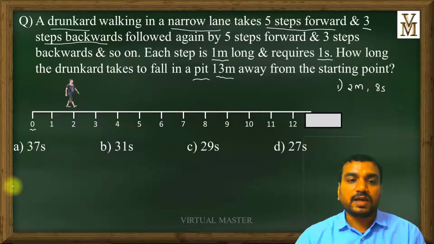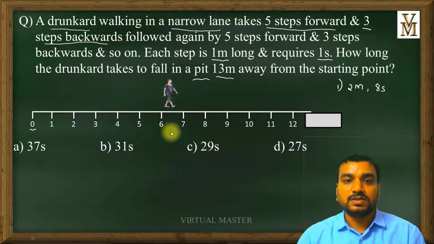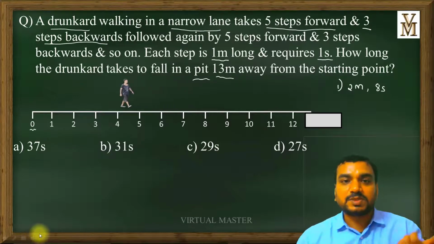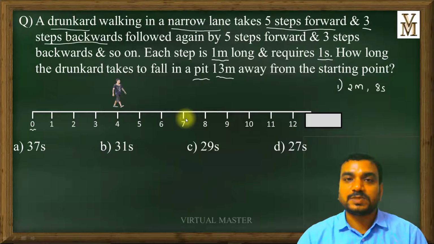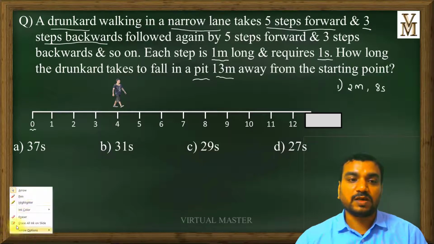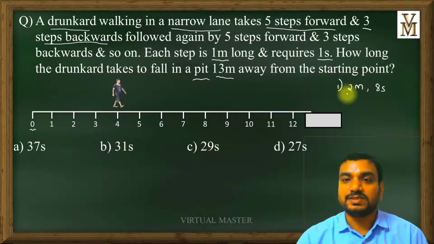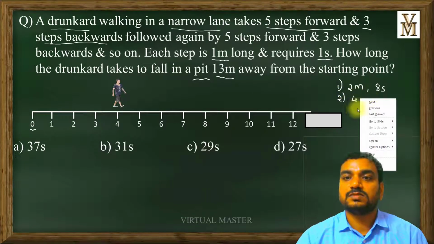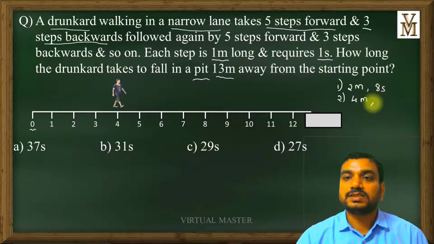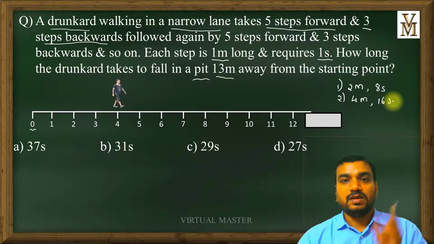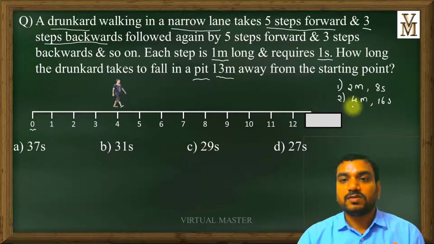Now again what he will do? Again he is going to take 5 steps forward. That means he will reach the 7th position. Then again he takes 3 steps backward. Now after taking 3 steps backward from 7th position, he will reach the 4th position. That means again he is going to cover 2 meter in 8 seconds. Okay, so in the second go he reaches the 4th position and he takes again 8 seconds. 8 seconds means it will be 16 seconds now. Okay, in the second go he reaches the position 4 meter and he takes 16 seconds.